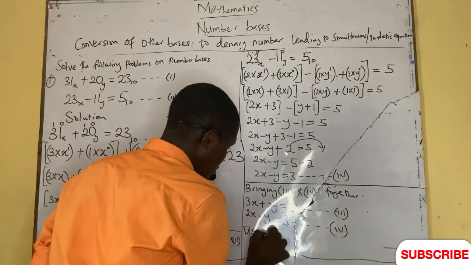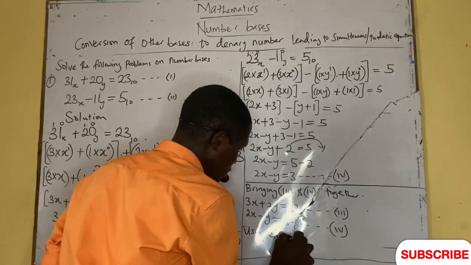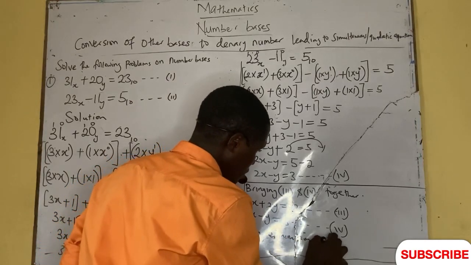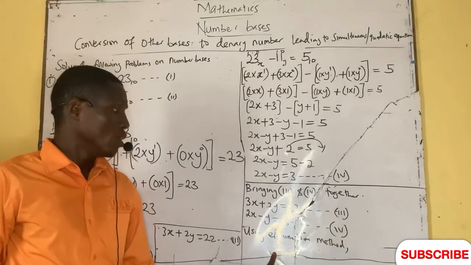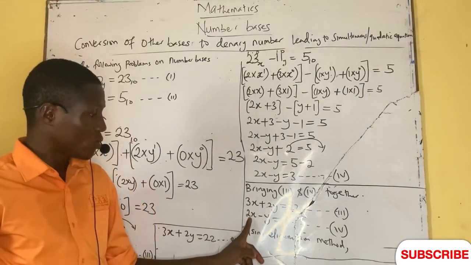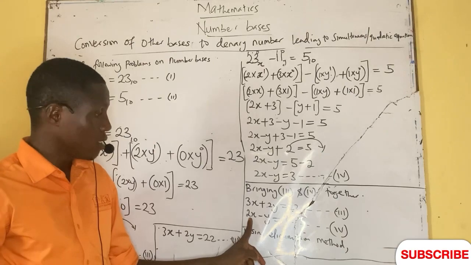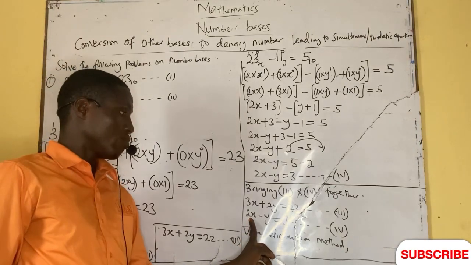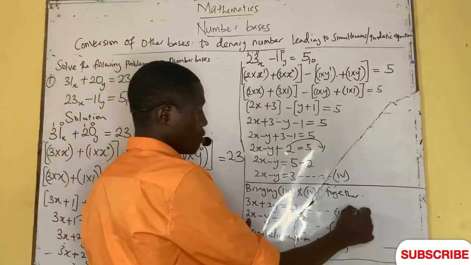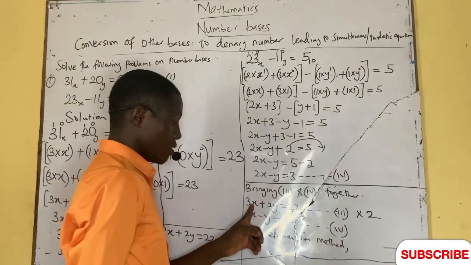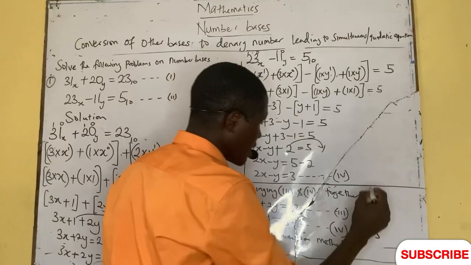Using elimination method. How do you use the elimination method? You take the coefficient of x in equation 4 and use it to multiply equation 3. So the coefficient of x here is 2, and the coefficient of x here is 3, so multiply by 3. So that's how you do it.